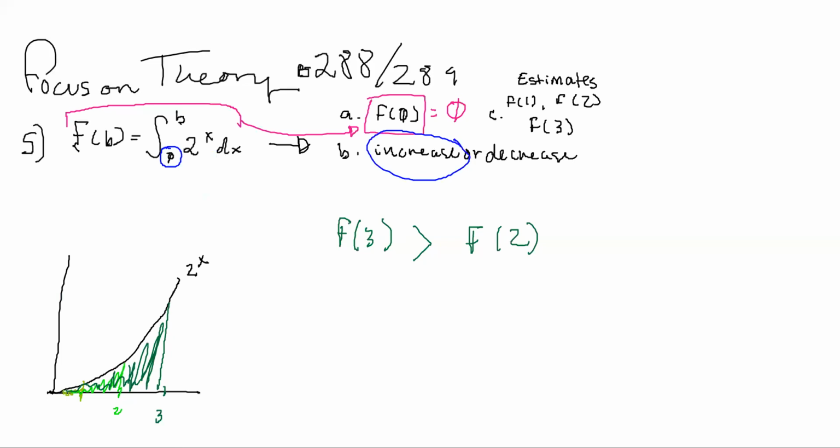Well, because they say use a computer or a calculator, I'll just give you what's going on. So we have f of 1 approximately 1.4. F of 2 is approximately equal to 4.3, and then f of 3 is approximately equal to 10.1. So you were right, f of 3 is greater than f of 2. So everything kind of makes sense.